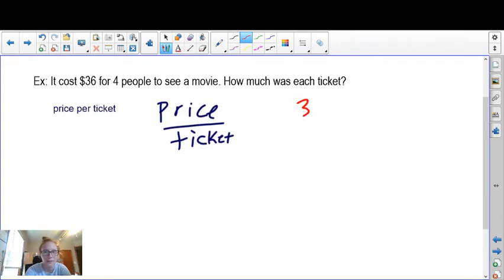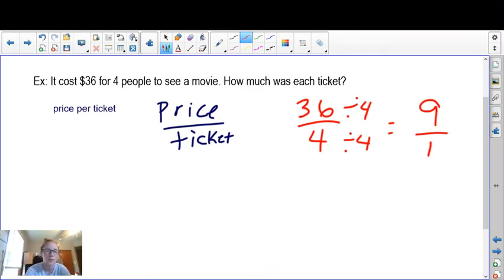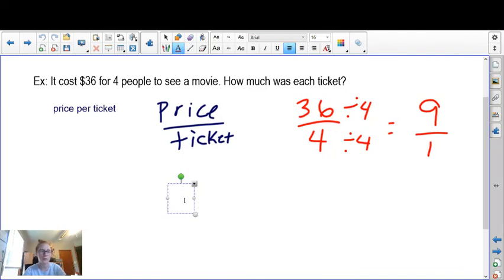So if I had $36 for 4 tickets, I want to see if I can divide that down. So can I take and divide both by 4? Yes, I can. 36 divided by 4 is 9. 4 divided by 4 is 1. So each ticket, and I'm going to type that, because again, my typing skills are much superb compared to my writing skills on my computer. So each ticket costs $9. Pretty cool. Do I have any more in this one? Nope.